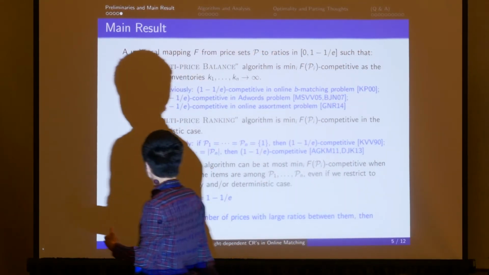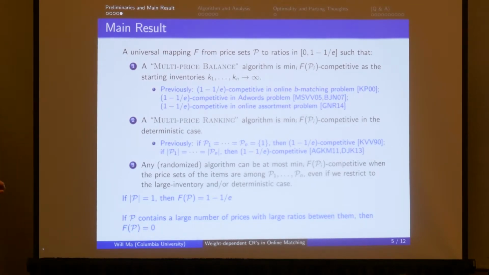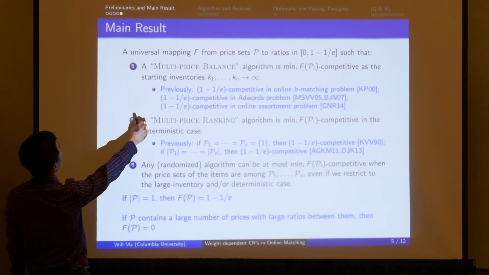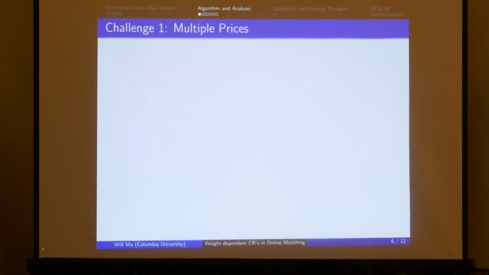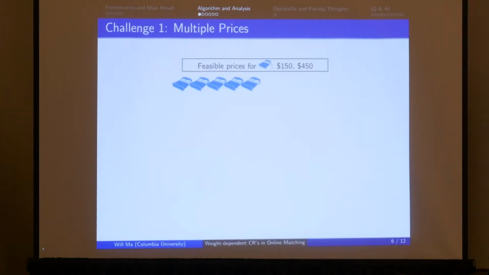Okay, so I'm now going to spend the rest of the time explaining the analysis and sketching the algorithm for multi-price balance. So what is the key new challenge here? The key new challenge is that I have multiple prices. Let's just consider a very simple example where I have one item and two prices, 150 and 450. So what is the challenge here?